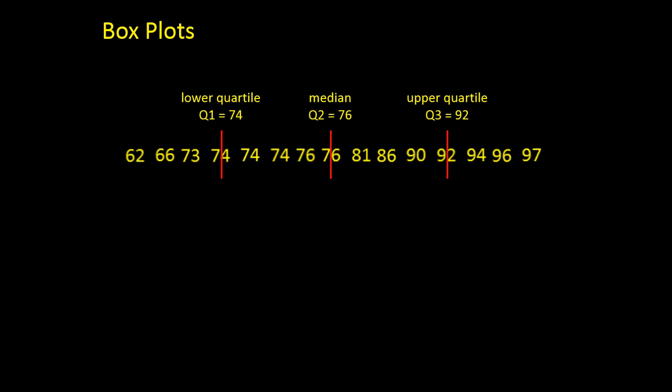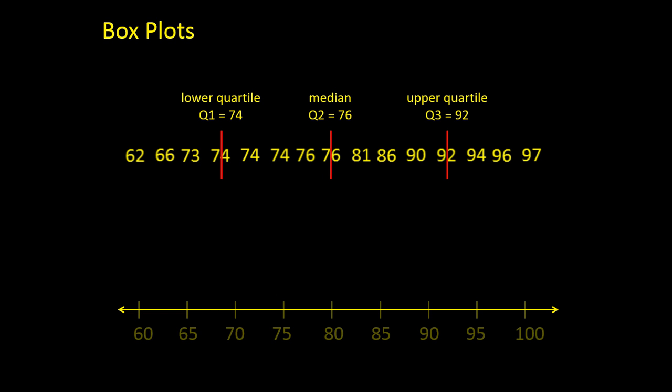If we have the data arranged from smallest to largest, and we have it broken up into four equal pieces, then we can make what's called a box plot to describe the data. A box plot takes the data and translates it to a number line. And since our data runs from 62 to 97, we'll just need to find a way to break our number line into some sort of scale so that we can represent all of the numbers from 62 to 97.